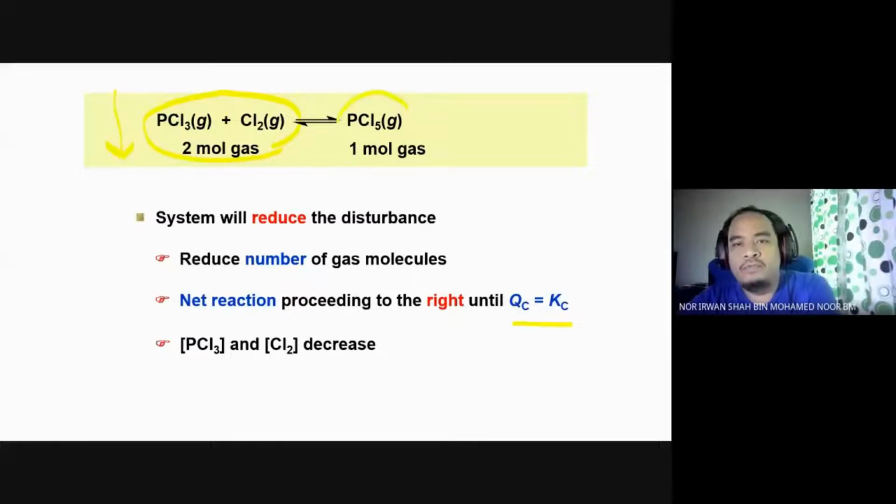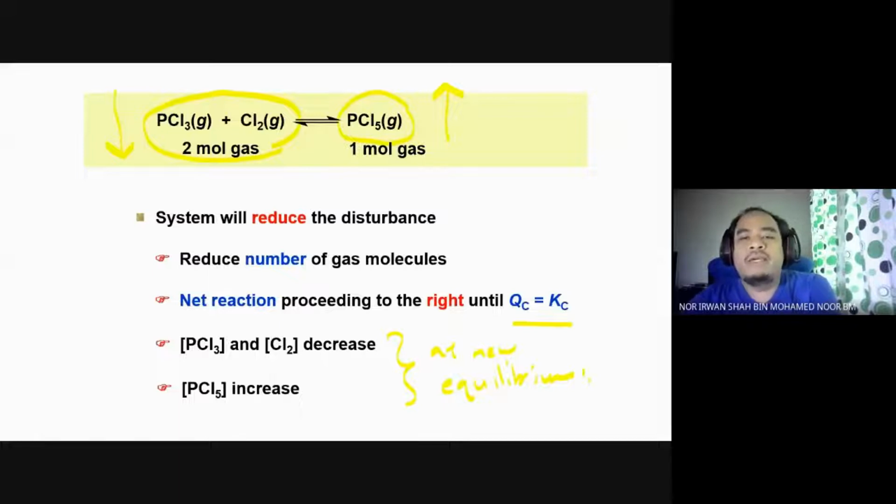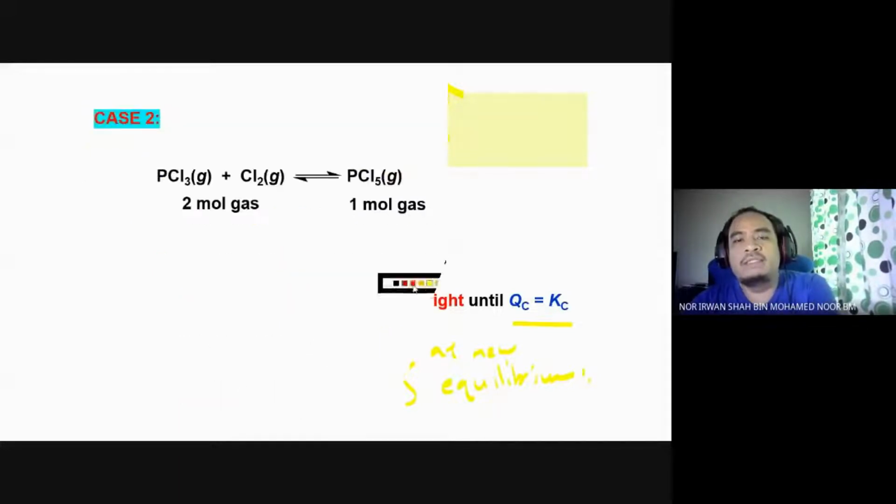And what happened to PCl5 gas? The concentration of PCl5 increases. So this is what happened at the new equilibrium, class. So this is the first case.